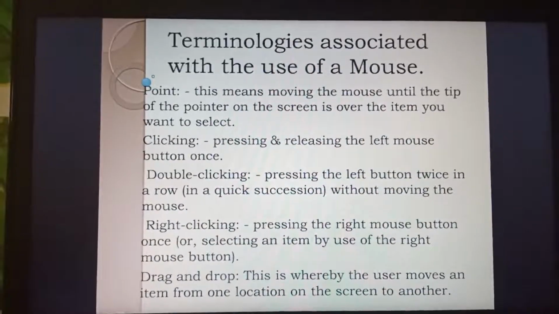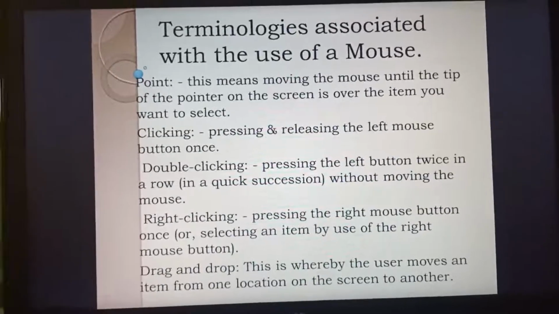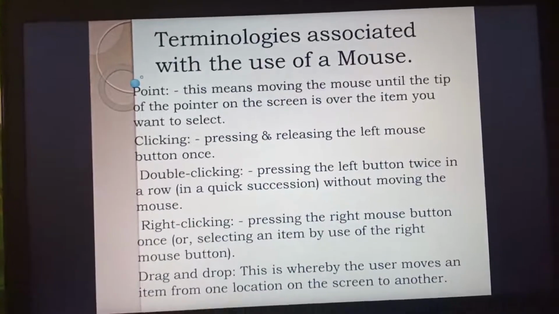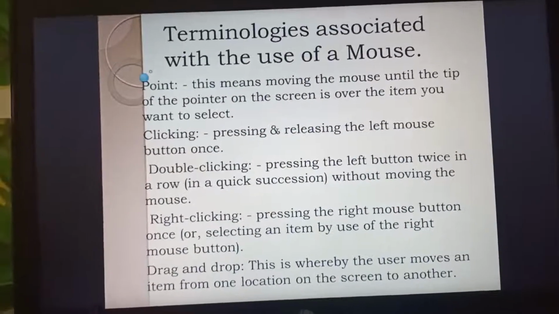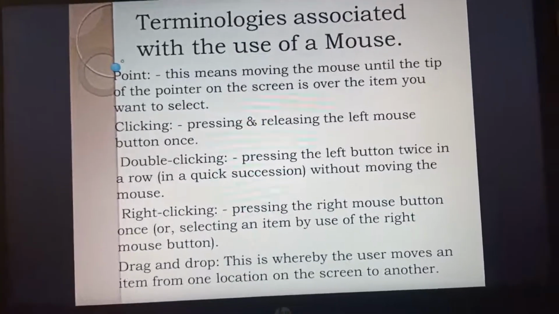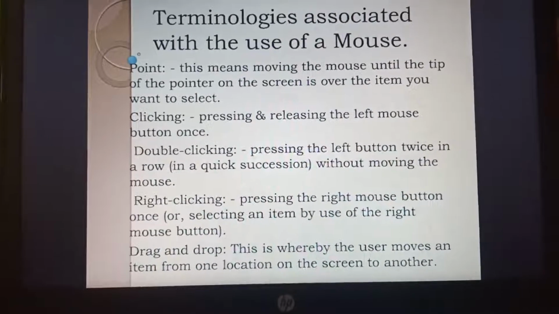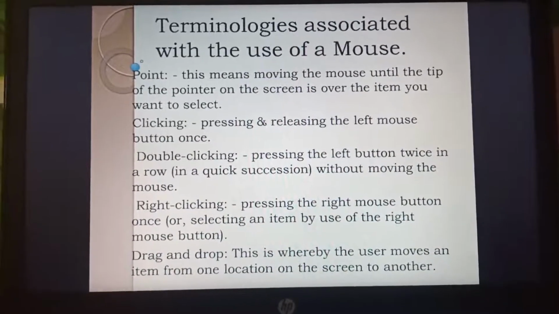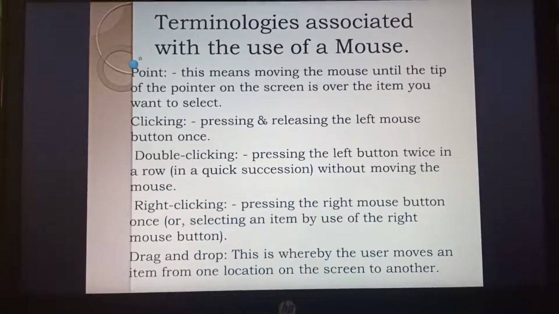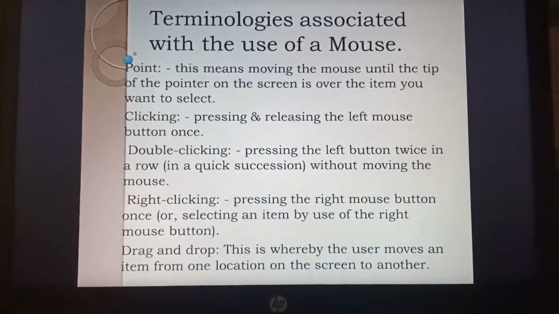That is pointing. Clicking. This is pressing and releasing the left mouse button once. Just once. Pressing and releasing once. Then we have double clicking. This is pressing the left button twice in a row without moving the mouse. That is double clicking.